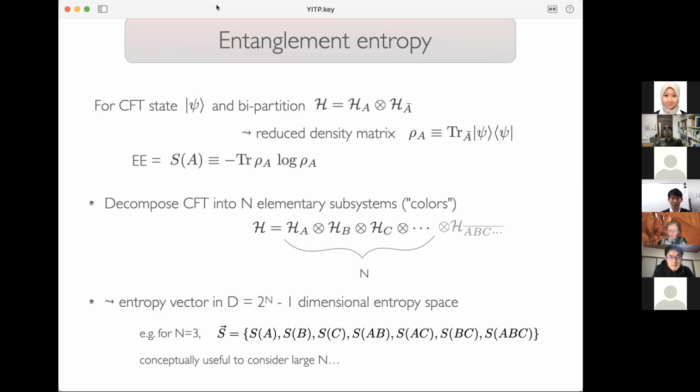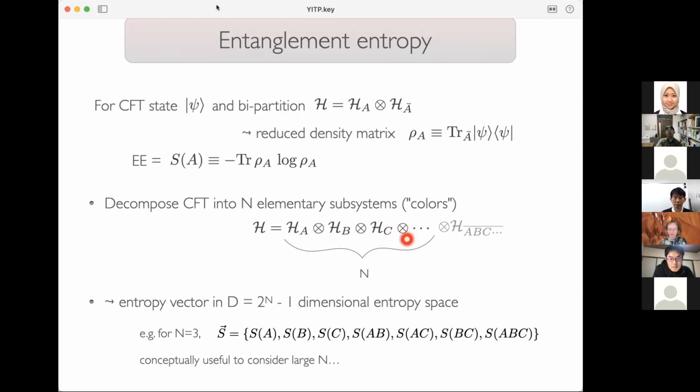Now you can consider any mixed state on such a subdivision, and you can also think of that as being purified by some other subsystem. So one can equally think of a mixed state on this n-party system as a pure state, a purification of a state on an n+1 party system.